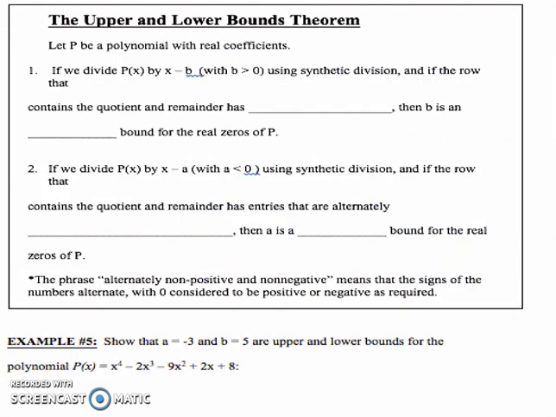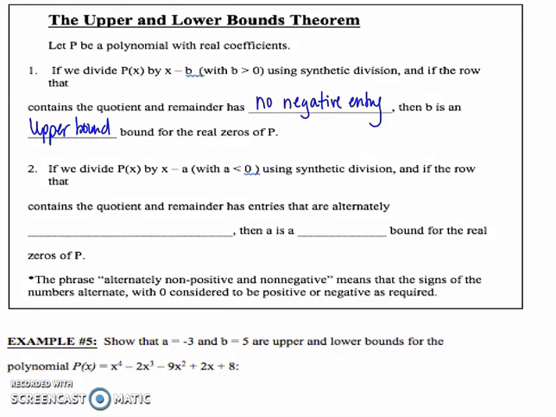The last thing that we're going to talk about in this section is the upper and lower bounds theorem. This is the section that never ends. The upper and lower bounds theorem goes like this. Let P be a polynomial with real coefficients. If we divide P of x by x minus b, with b being greater than 0, using synthetic division, and if the row that contains the quotient and the remainder has no negative entry, then b is an upper bound for the real zeros of P.